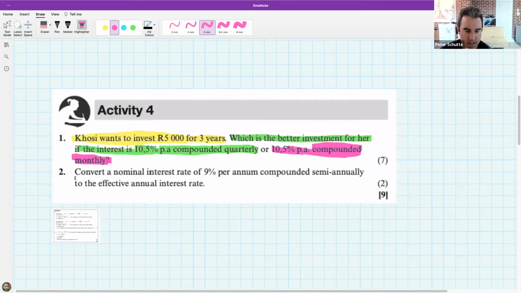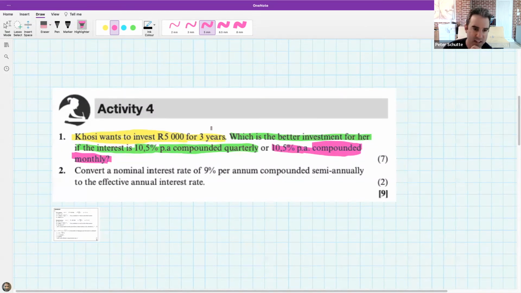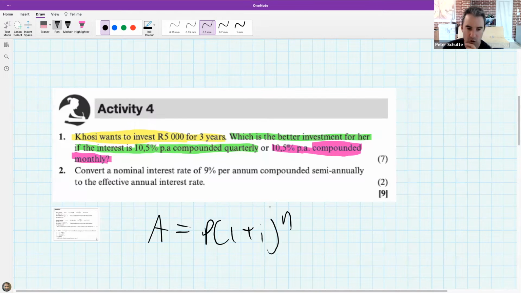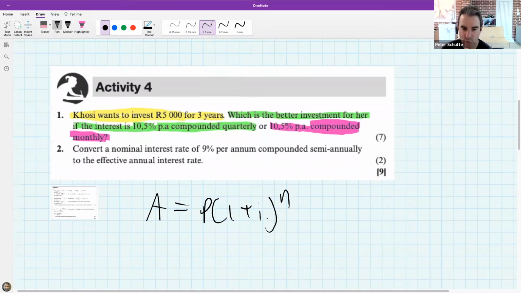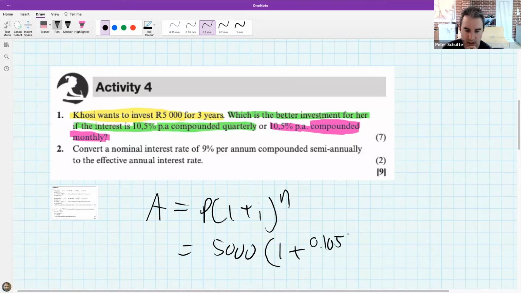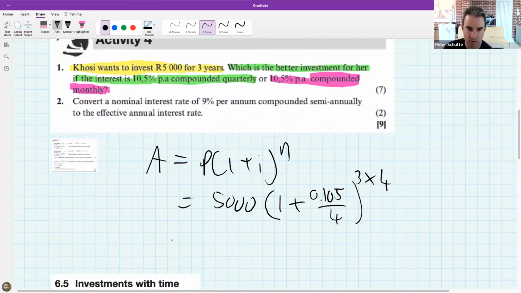Now, there's a couple of ways you could do this. The one way of doing it is to literally use the whole formula. So you can take this formula, which is the compound growth formula, and you can calculate for each of these scenarios what value you would get. So you can go 5,000, 1 plus, and then the 1 is going to be compounded quarterly, so 10.5% divided by 4. So that would be the one possibility.